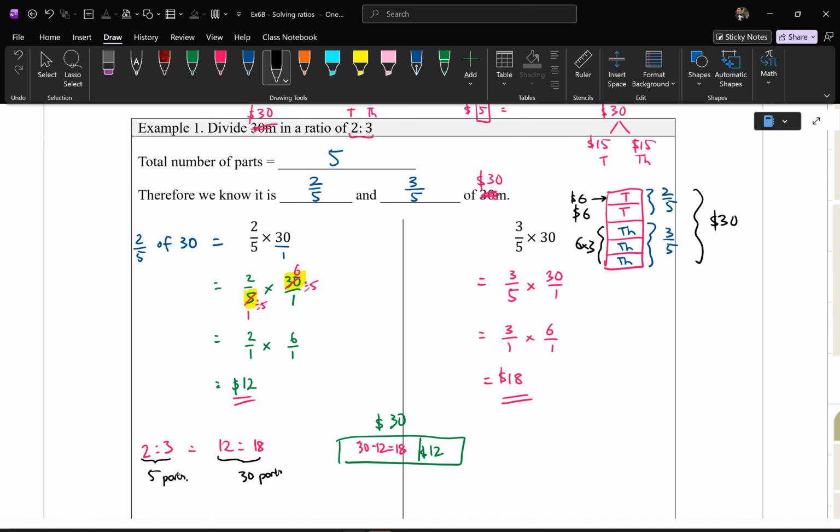The reason why I didn't teach it that way is sometimes the number of parts doesn't fit well into the total amount. And that's what the test usually does. So we usually give numbers that don't fit nicely, and then you have to know how to do it fraction-wise. Okay? But yes, that's the intuitive way to do it. If you know there's a total number of 5 parts, divide the total amount by the number of parts, and then times it for each person by the ratio, and it works. It works as well.